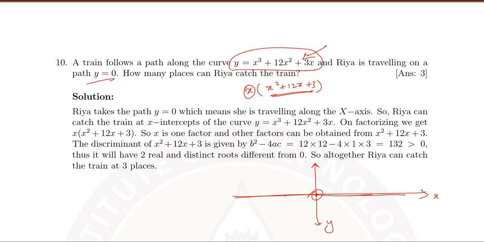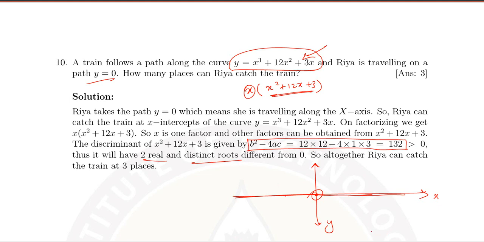Now to find whether it touches anywhere else on the x-axis, we can find its discriminant in order to know whether it has two real and distinct roots, or one real root, or no root at all. That is something we can obtain from the discriminant. The discriminant is given by b square minus 4ac, and when calculated it is found to be 132, which is greater than 0. This shows that it has two real and distinct roots.